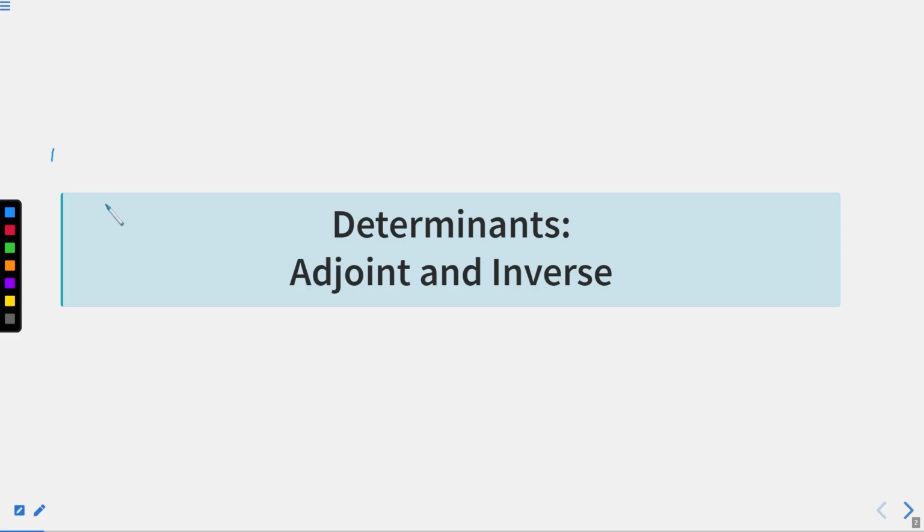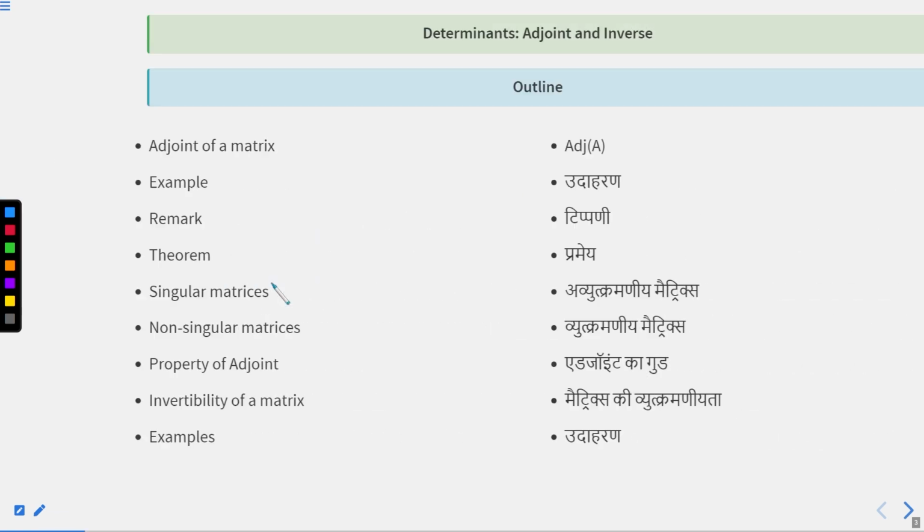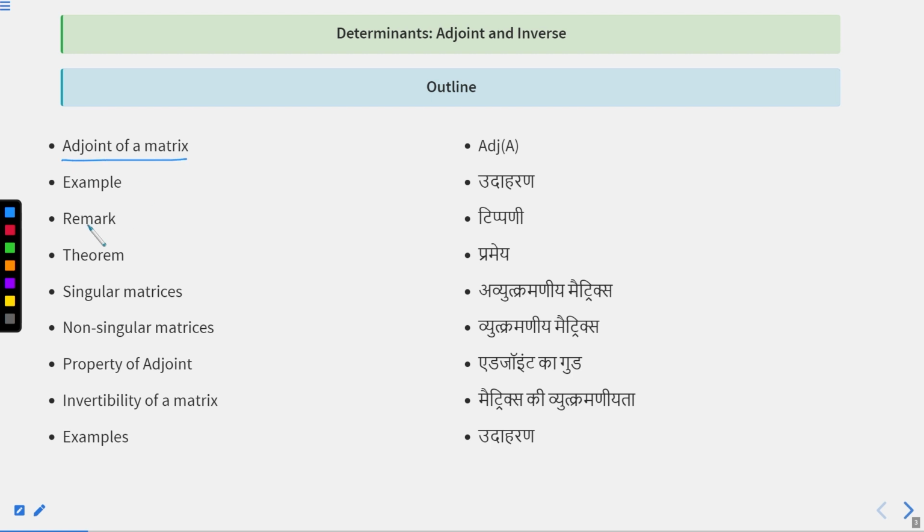So in today's session, we will be seeing the leftover thing from the previous session. In the previous sessions, what we have covered, let us see. You saw adjoint, some remarks and theorems, and saw the definition for singular matrices and non-singular matrices, and then some properties of adjoint. Now all of this theory will be helping us to find the inverse of a matrix using adjoint. So let me just quickly recall all of this theory.